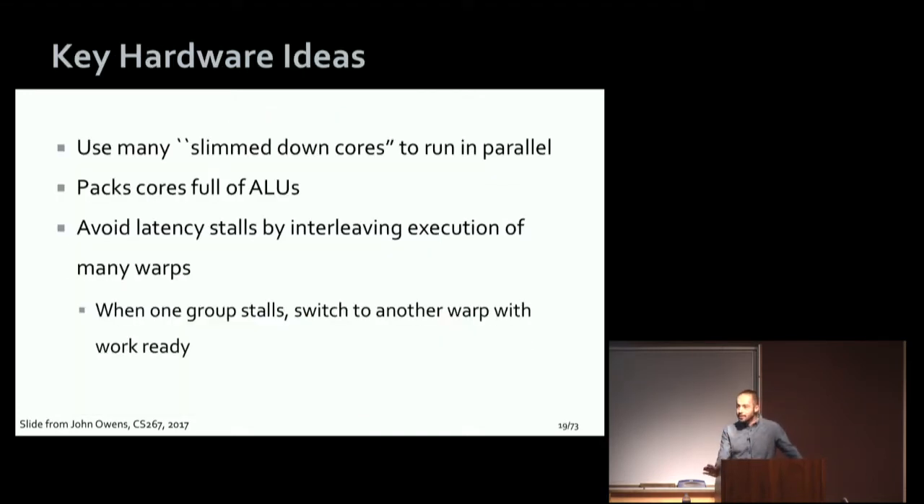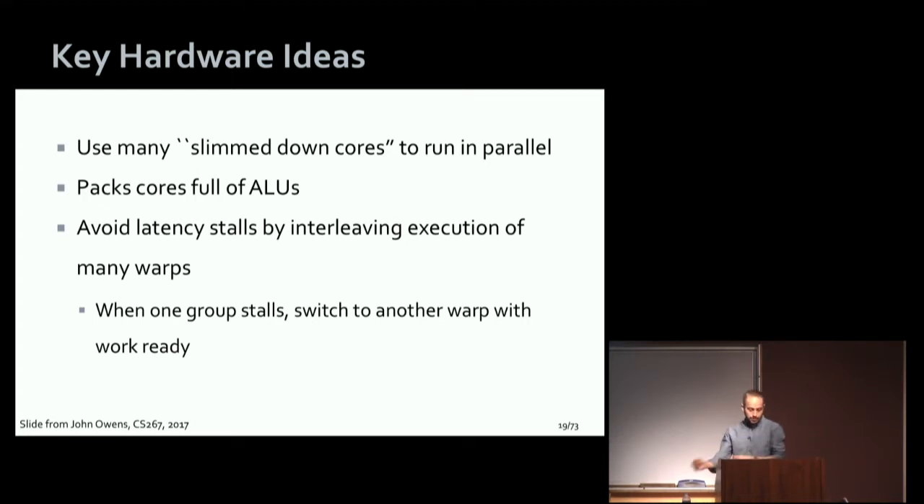So from the architecture part, I would say the summary is this. You use many slimmed down cores. They're not as powerful as the CPU cores that you see. And you pack as many ALUs as you can on the chip. And so if you look at the chip, actually it's a very, very large area compared to CPUs.